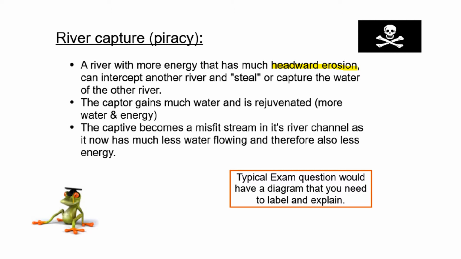The captive river, the one that's had its water stolen from it, becomes what we call a misfit stream, because now that massive river channel it was flowing in has all of a sudden just got a small amount of water. Typical exam question, I'm going to show you the diagram later, but you would need to be able to label all of the features.